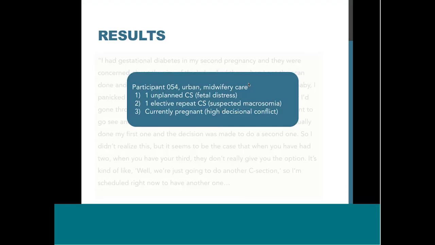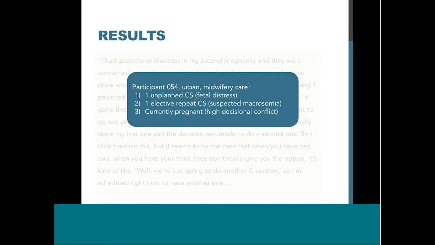Here's another participant speaking from her urban community. She was under midwifery care through most of her pregnancies, and she was currently pregnant in the context of this interview, and this was her 3rd delivery. I want to point out that in her hospital setting, she had been told that the protocol was no chance for a vaginal birth after you've had 2 cesarean sections. That's actually not consistent with best practice guidelines.